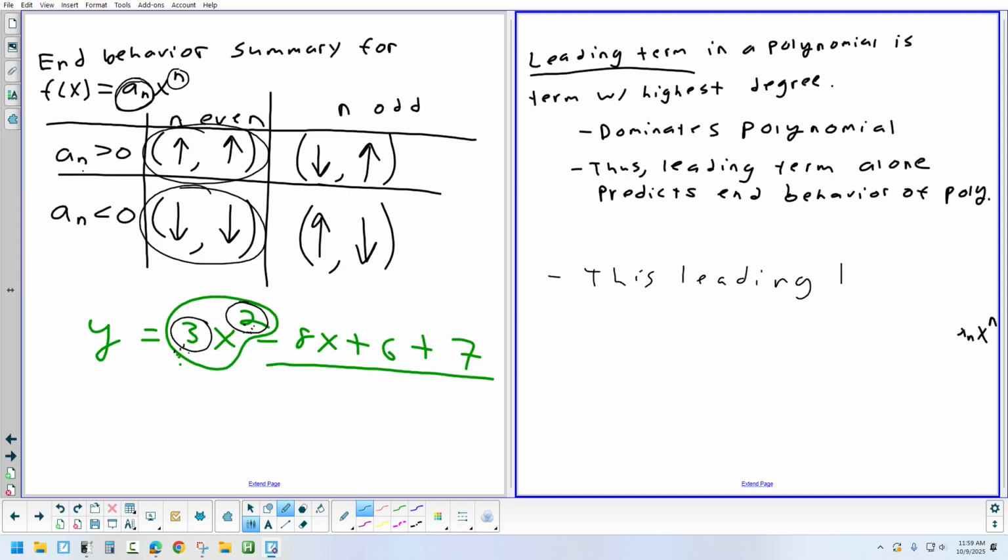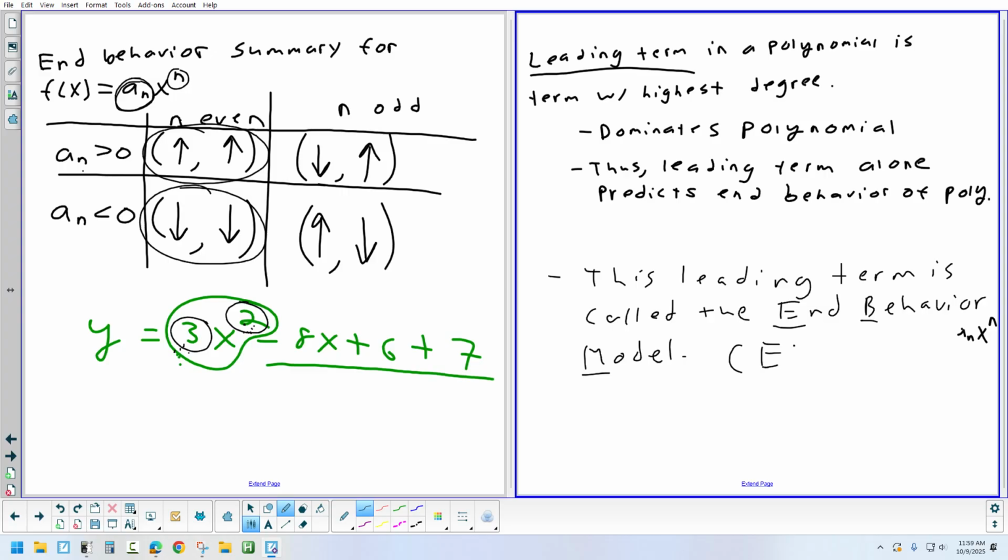So this leading term has a name. It's called the EBM. End Behavior Model. I'm going to abbreviate this EBM from now on.